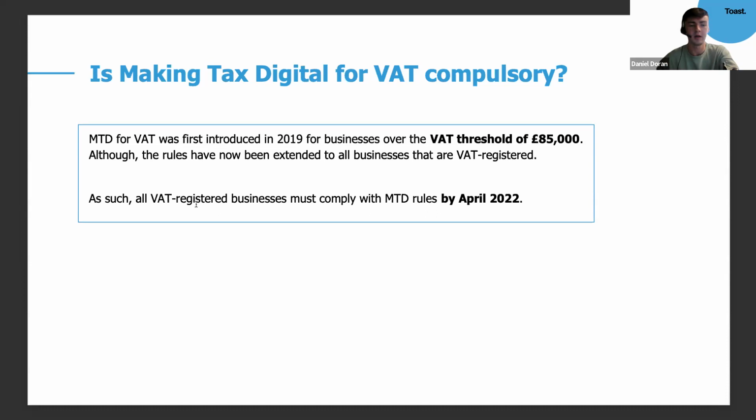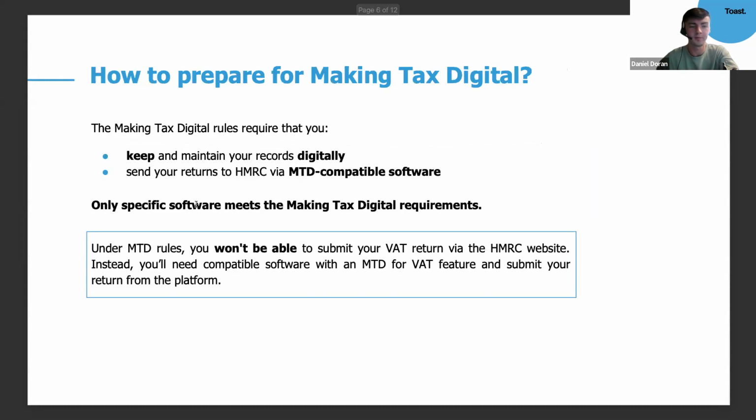If you want to go to the next slide there, Michael. So how you can prepare for making tax digital? The rules state that you must keep and maintain all your records digitally, and that you must send your returns through an MTD compatible software. So you can't actually submit your returns through the HMRC website. It has to be through a compatible software. And what I mean by compatible software is a software product, or maybe a set of software products, that support the MTD obligations of keeping digital records and exchanging data digitally with HMRC through the MTD service.